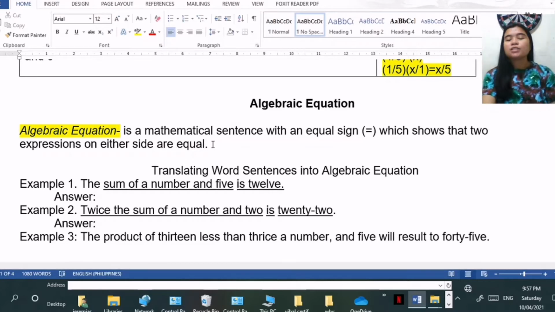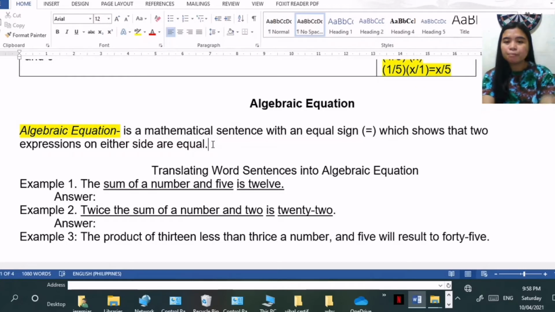are equal. So, ibig sabihin, kapag expression po consists of variables and numbers and then operation only. While, ang equation may equal sign. Yun lang po tatandaan nyo. Kapag expression, walang equal sign. Kapag equation, may equal sign. From the word eque or equa. Ibig sabihin, may equal sign. Okay po. Yun lamang po ang kailangan yung tandaan.